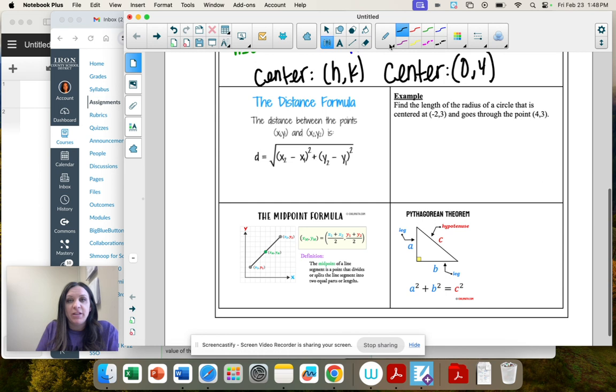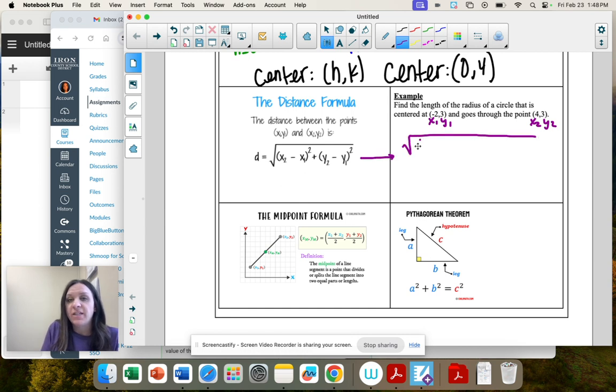So there's some other formulas you're going to have to know for this section. One is the distance formula. An example of this in circles is finding the length of the radius given the center and then some other point on the edge of the circle. So I like to label my points x1, y1, x2, y2, and then you're just plugging them into that formula. So x2 is 4, x1 is negative 2. y2 is 3 minus y1 is also 3.